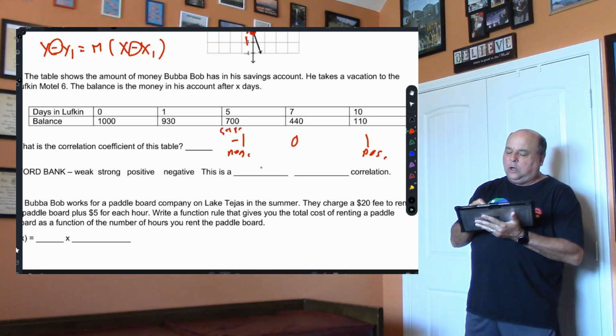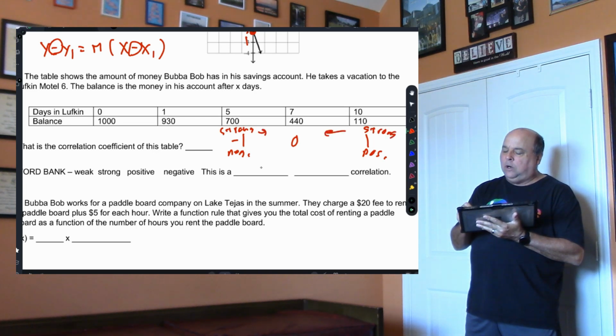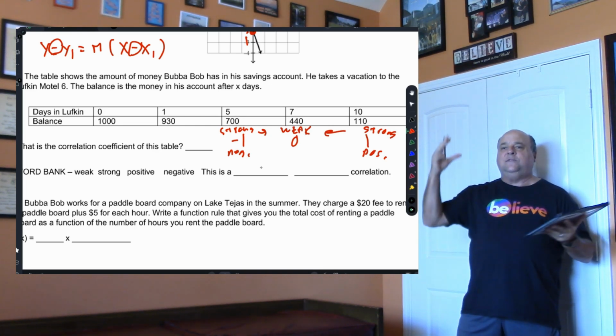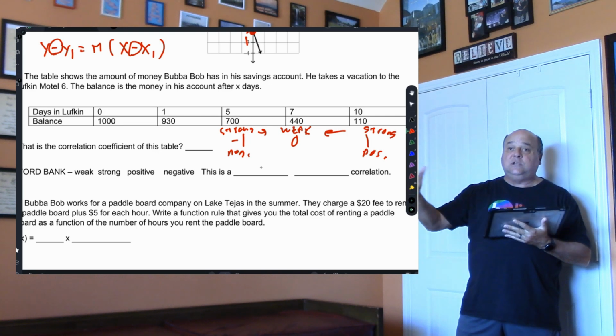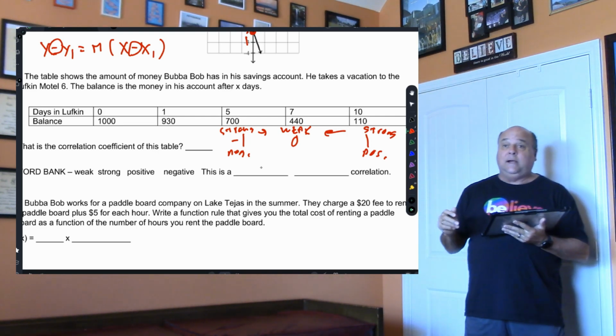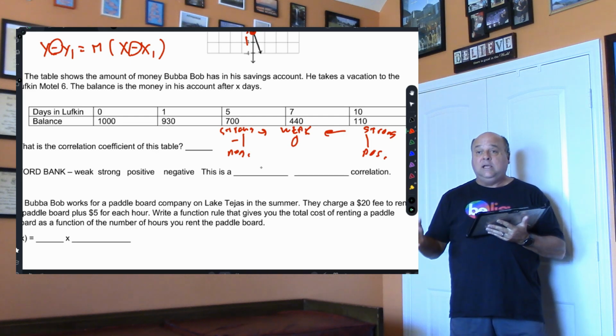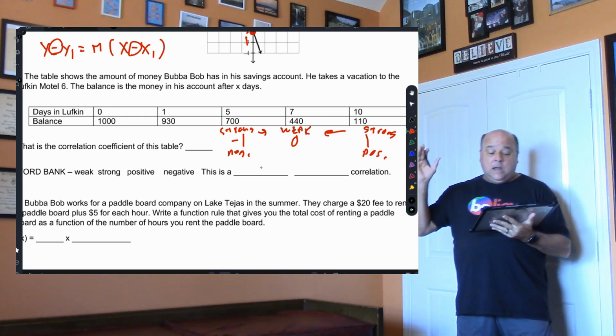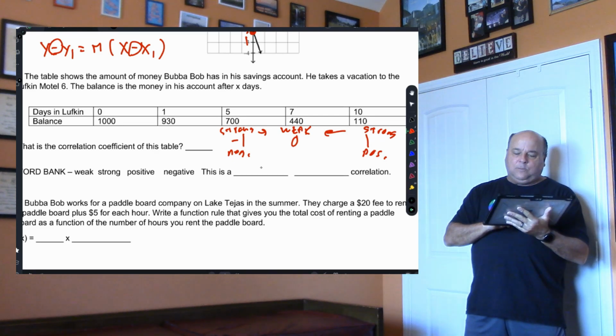This is a strong negative. This is a strong positive. And as you approach 0, the correlation gets weak, okay? So the closer we get to 1 or negative 1, the stronger the correlation is. Usually on your STAAR test, the correlation coefficient is going to be over 0.8, which is strong, okay? Anything really over 0.6 is a strong correlation. Now then, let's put this into the table.